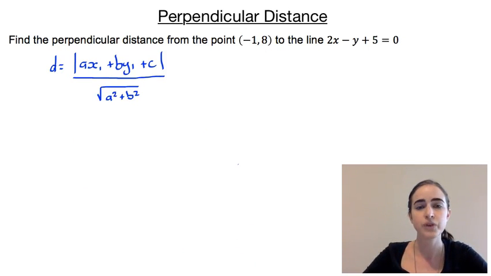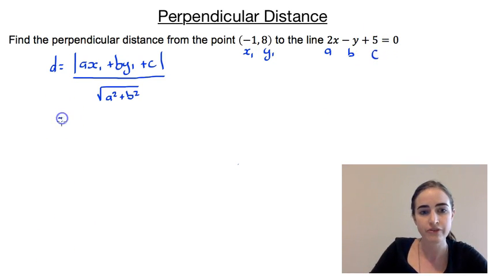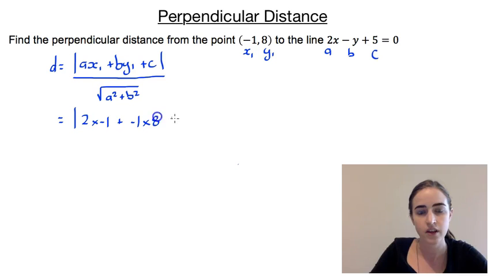So one last example, we're asked to find the perpendicular distance between the point minus 1, 8 and the line 2x minus y plus 5 is equal to 0. So I've already written out our formula as our first step. So our minus 1 is going to be our x1, our 8 is our y1, 2 is a, the coefficient of y is minus 1, so that's our b, and our 5 is our constant term, so that's c. So we'll substitute everything in and have the absolute value of 2 times minus 1. And we're going to have plus b y1, so minus 1 times 8. And then plus c, which is our 5.